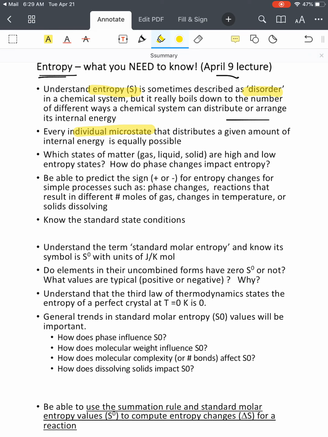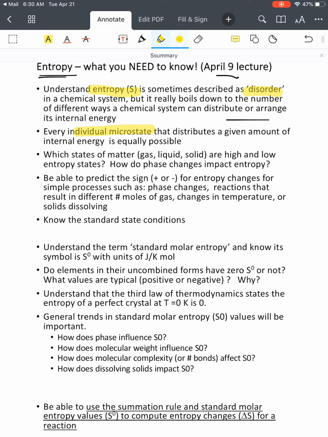And we said that there are very large numbers of these individual microstates, as it turns out, for any sample of matter. And that's good because nature really prefers to have many different options to distribute its internal energy. However, any one particular microstate was equally possible. So that was one of the things that we learned about in that video.